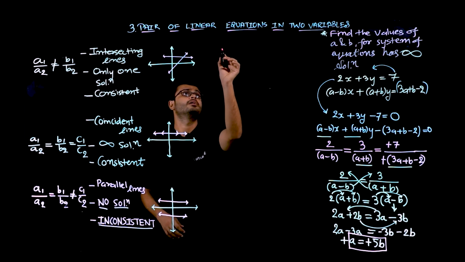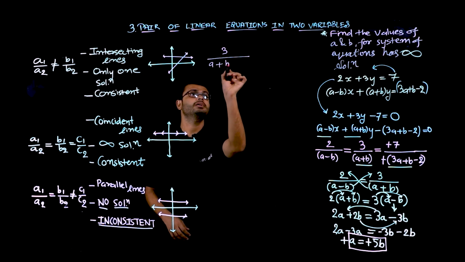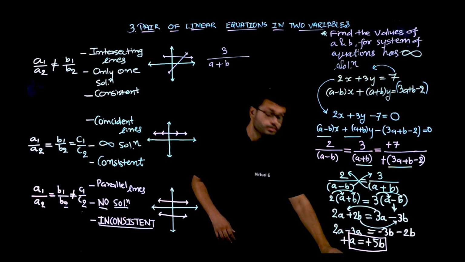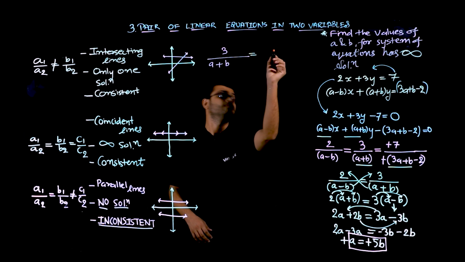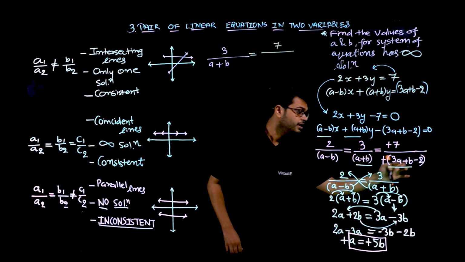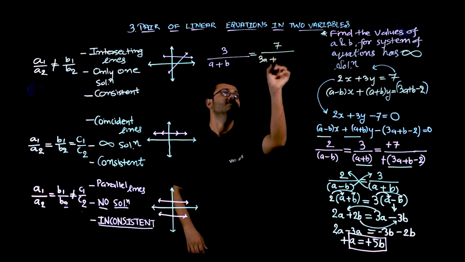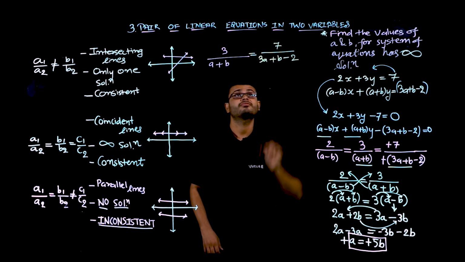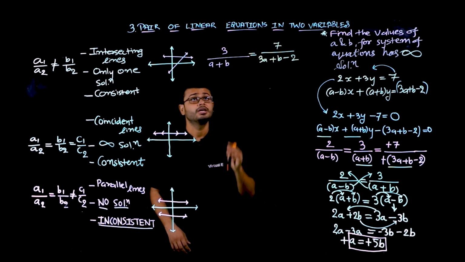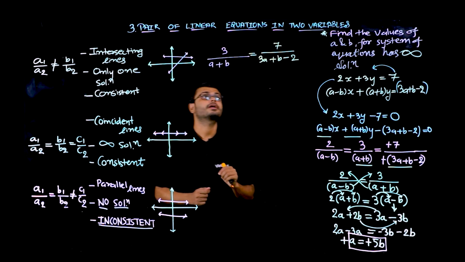3 over a plus b is equal to 7 over 3a plus b minus 2. Be careful while you rewrite the equations. If you interchange plus and minus by mistake, you are not going to get the correct answer.